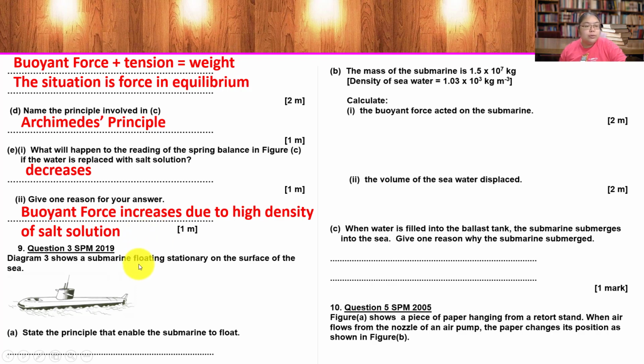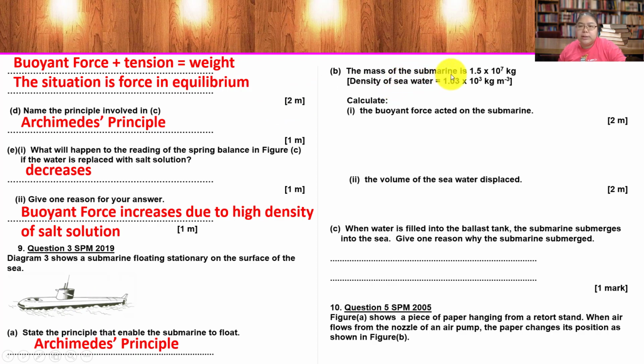Okay, then we go to question number 9. They show a submarine floating stationary. So this is a keyword: floating stationary on the surface of the sea. When they say floating, you must relate that the buoyant force equals the weight of liquid displaced, which also equals the weight of the object. Now name the principle. The principle is the same, Archimedes principle.